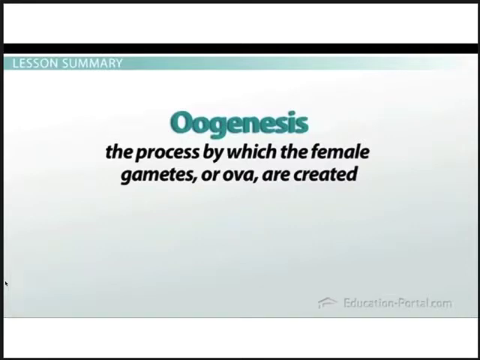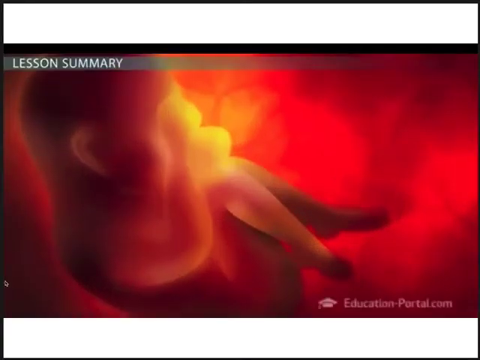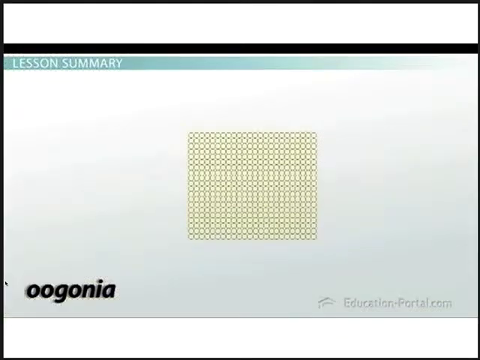In summary, oogenesis is the process by which the female gametes, or ova, are created. The female gamete is called an ovum. The diploid germ cells that have the potential to develop into ova are called oogonia. In humans, all of a female's oogonia that she will make in her lifetime are created when she's still a fetus and hasn't even been born yet. By the time a baby girl is born, all of her oogonia have either entered meiosis I and become primary oocytes or degenerated and died.